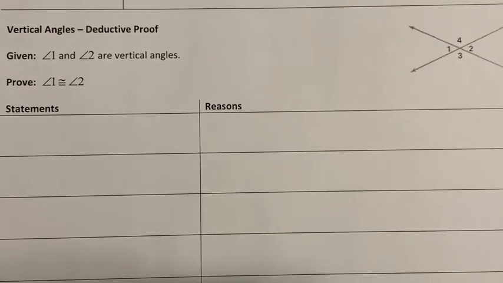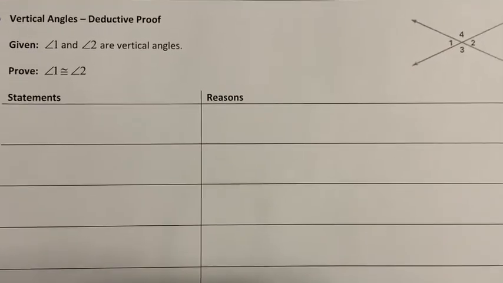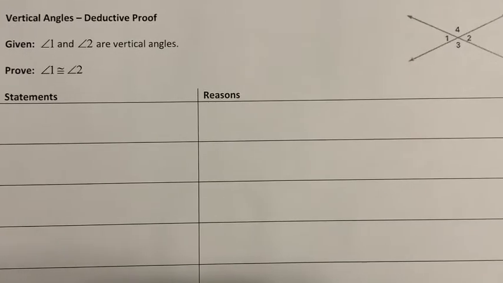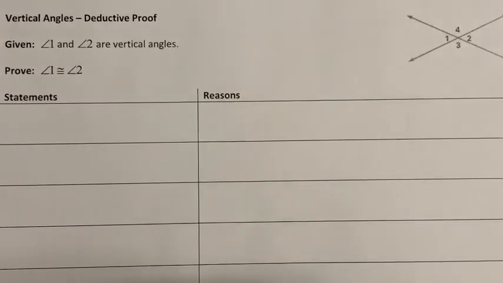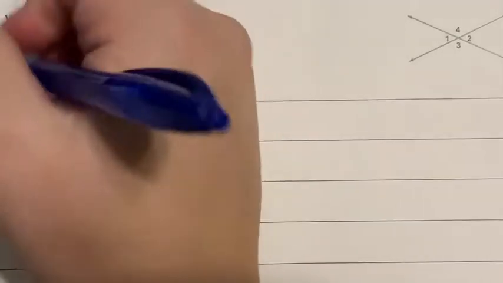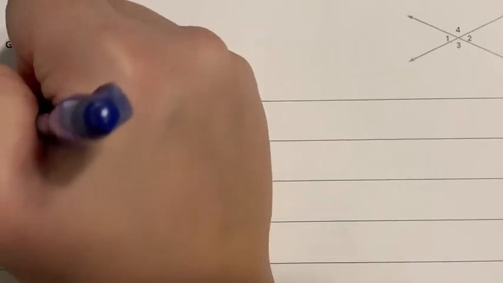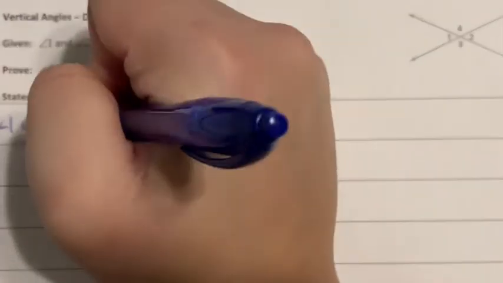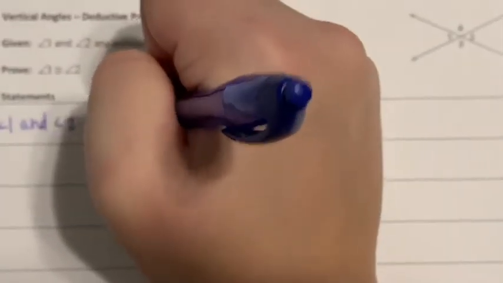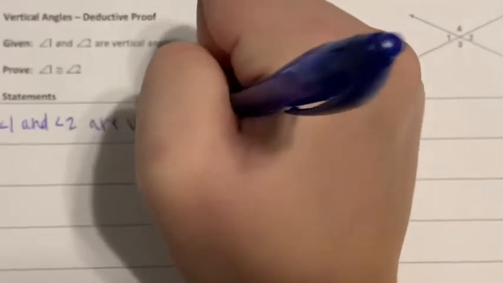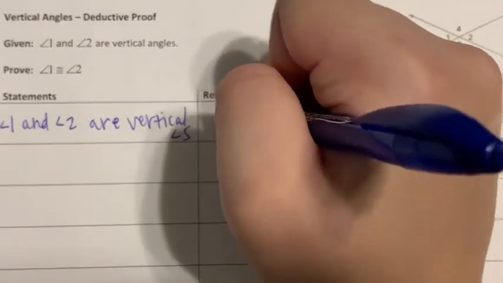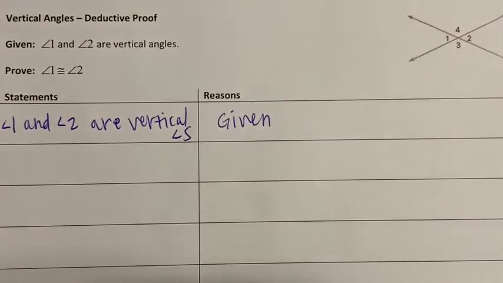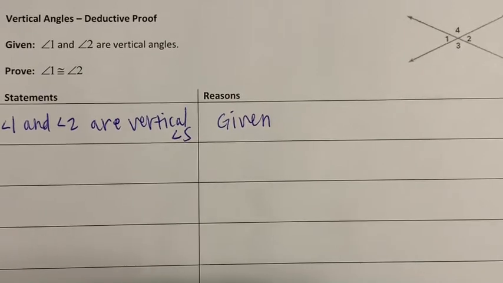When we just worked on proofs, we learned that the first thing you can always do to start filling in your 2-column proofs is to list what's given. So we are given that angle 1 and angle 2 are vertical angles. So I'm going to start off by writing that. Angle 1 and angle 2 are vertical angles, and my reason is simply that it's given.